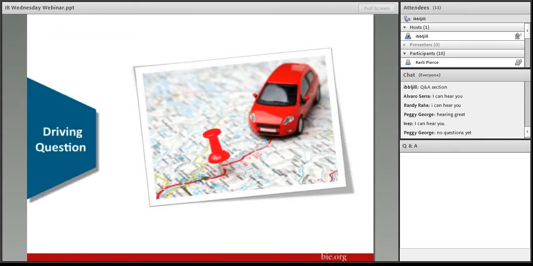Our driving question. PBL projects are organized around an open-ended driving question. This focuses students' work and deepens their learning by framing important issues, debates, challenges, or problems.